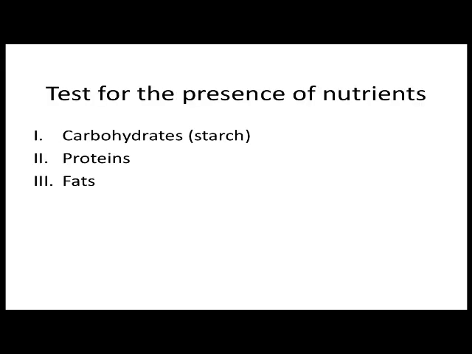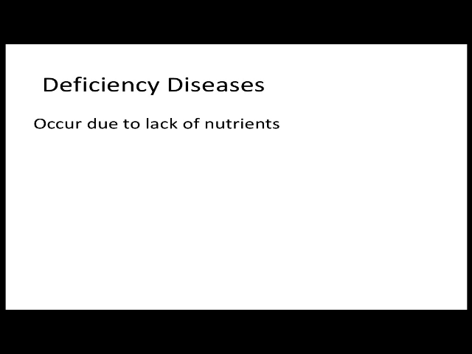So these tests will show you the presence of carbohydrates or starch, proteins and fats, but not vitamins and minerals. Not only that, a food item can contain more than one nutrient, but not all the nutrients. So, though a person may be getting enough food, sometimes the food he is eating will lack a particular kind of nutrient. Let us learn that through this topic, that is deficiency disease.